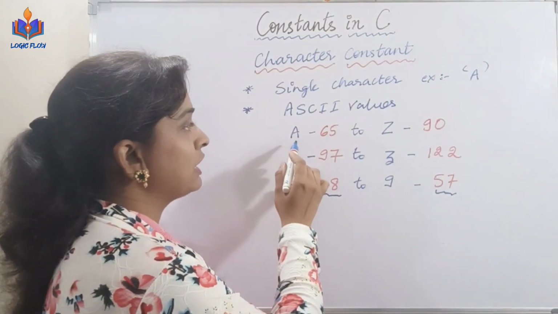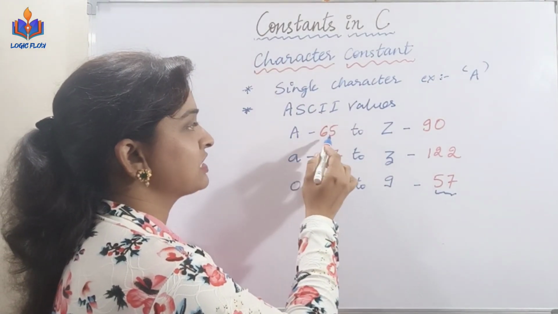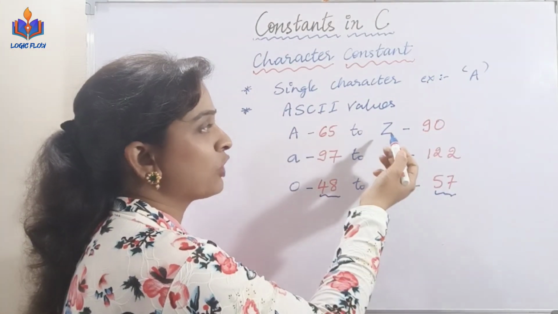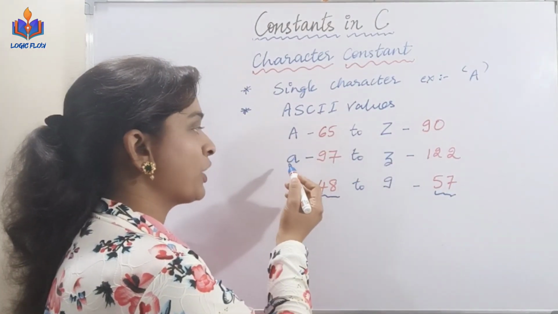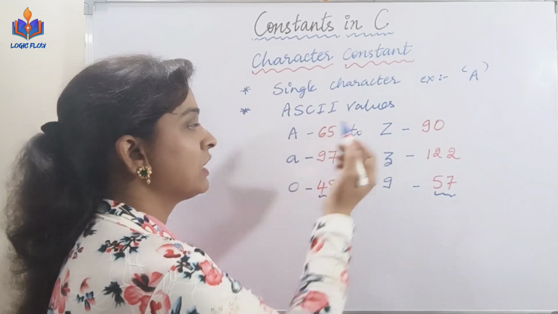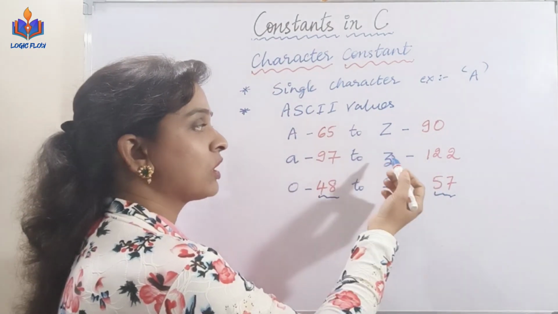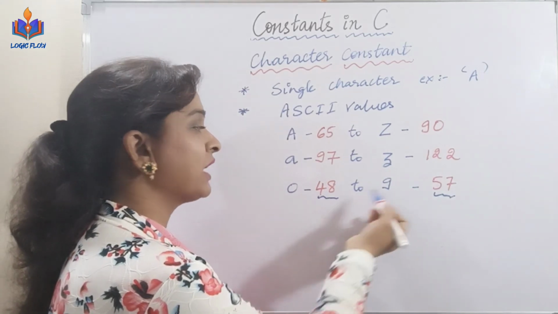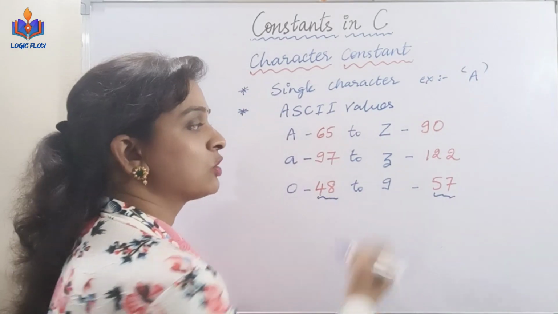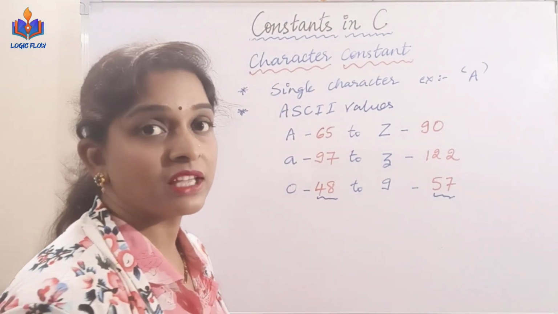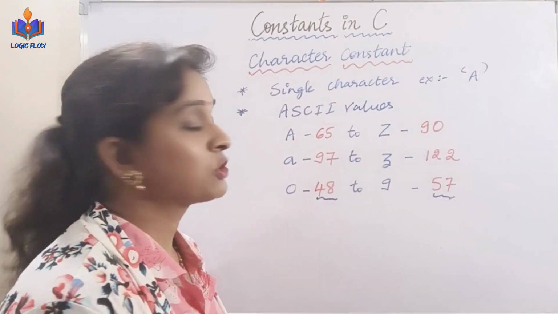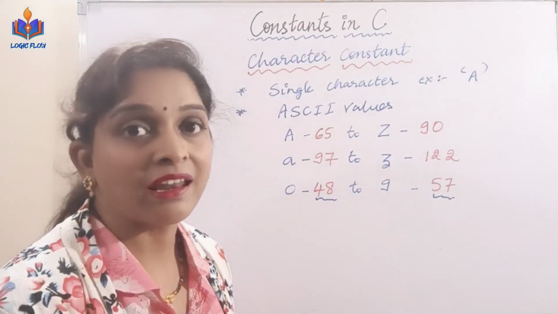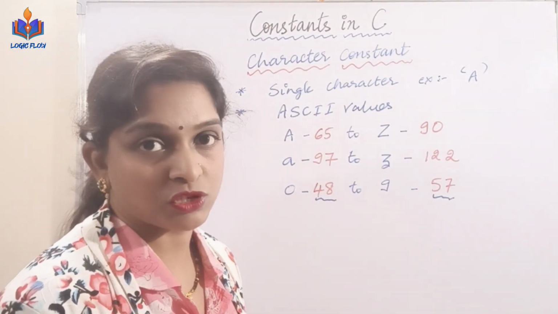Say the ASCII value for capital A is 65, B is 66, and it goes on up to 90 for capital Z. For lowercase a it starts from 97, then b is 98, and it goes on up to z, which is 122. For the digits 0 to 9, we have ASCII values from 48 to 57. These are all the ASCII values which will be converted when a character is enclosed in single quotes.